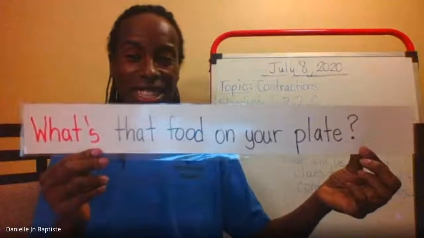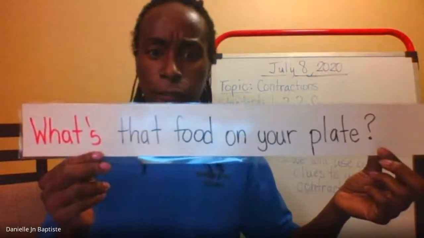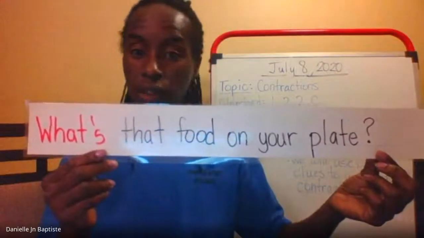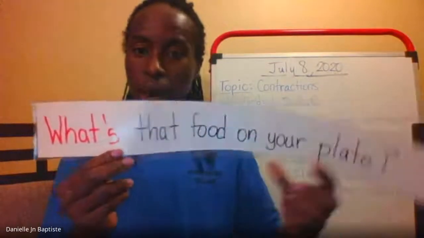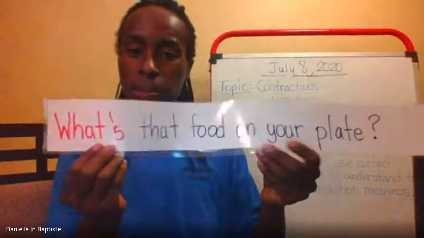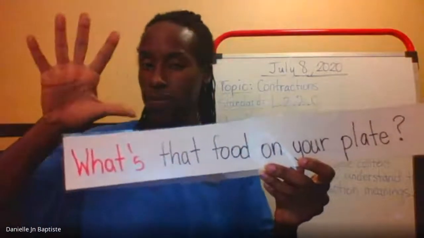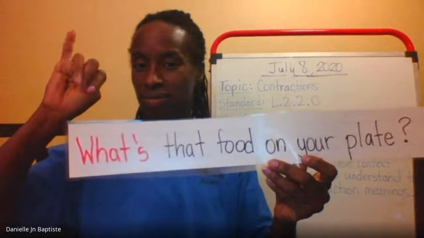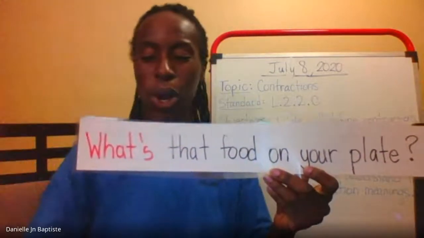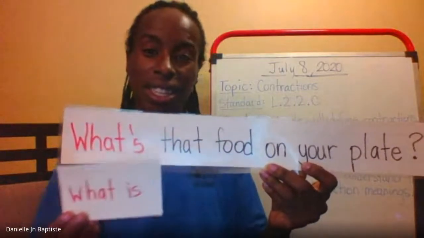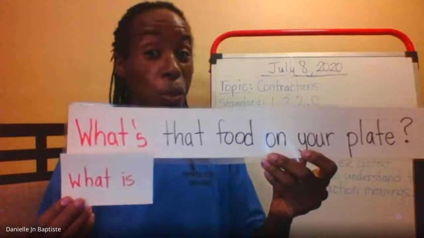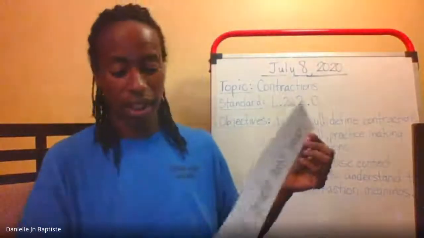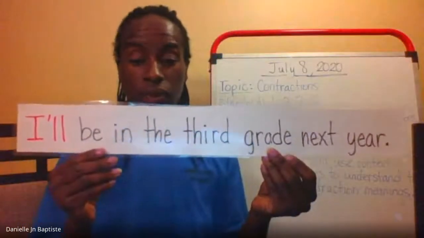The next sentence. What's that food on your plate? What does what's mean? What's means what is. What is. Very good. Very, very good. Now, the next sentence.